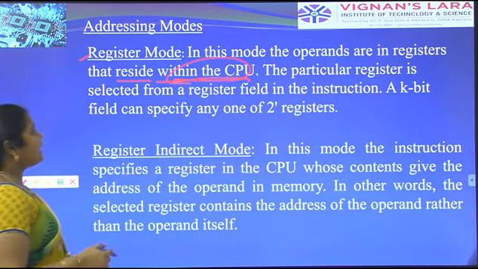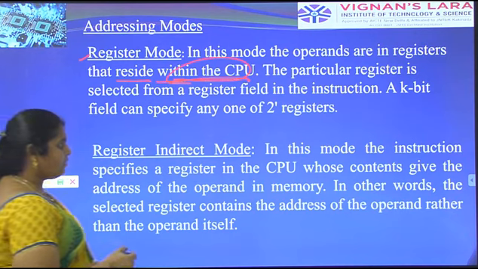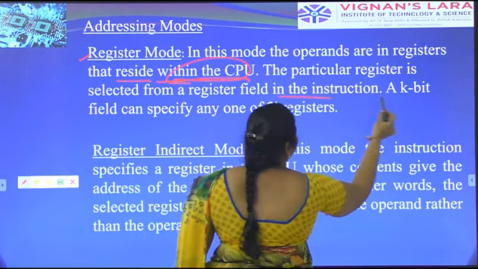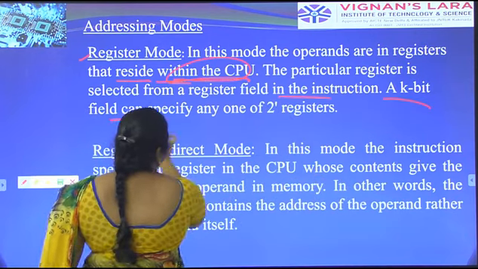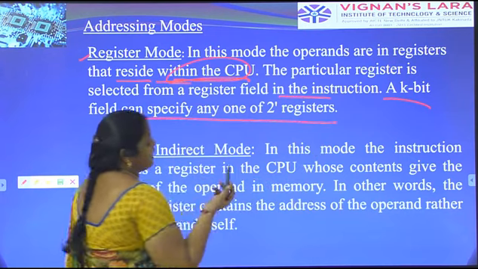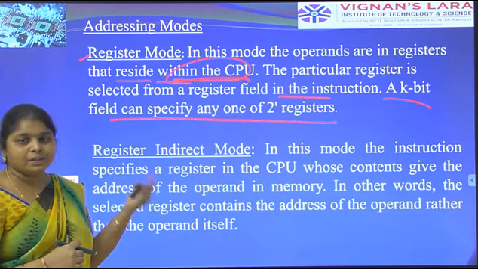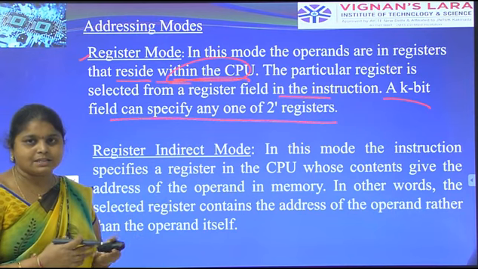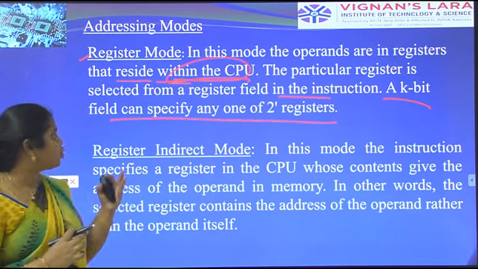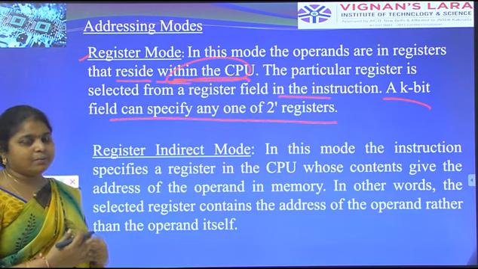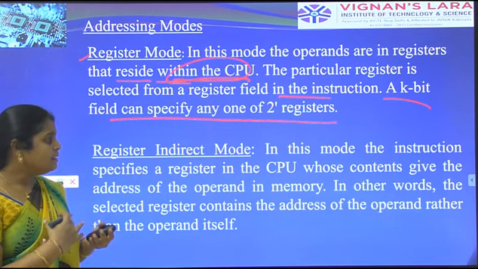The particular register is selected from the register field in the instruction. A k-bit field can specify one of 2^k registers. Register mode specifies the address of that register, and that information is stored or resides in the CPU.